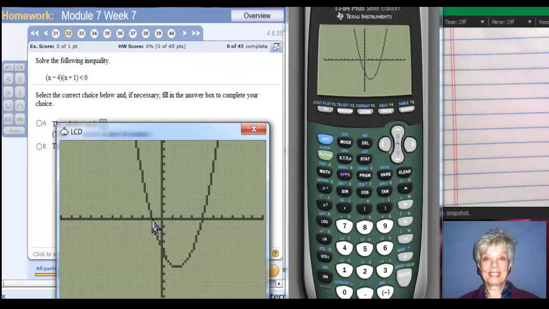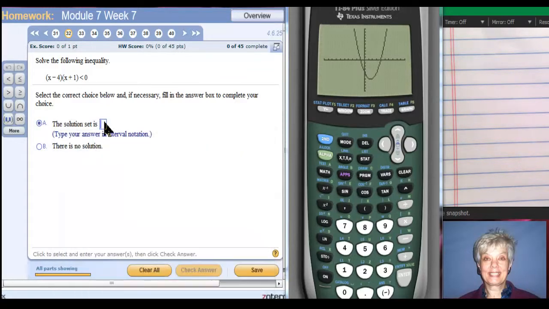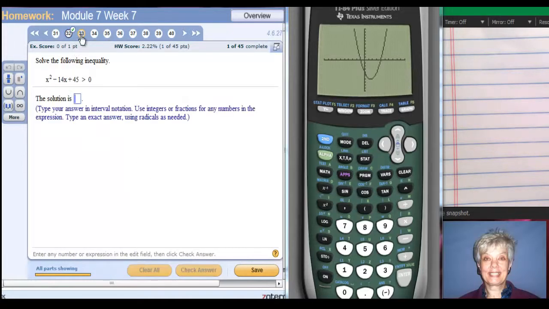And so I would say that between negative 1 and positive 4 on the x-axis, the graph is below the x-axis, and it's strictly below. It's not touching the x-axis, it's strictly below the x-axis between negative 1 and 4, and so I'll be using parentheses. And I'll choose a point, and I will say between negative 1 and positive 4. And I'm going to check my answer, and I'm told I did well, and so I'm going to move on to number 33.